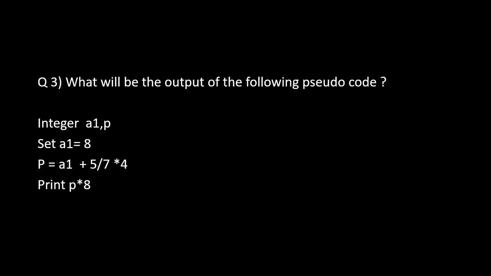So the code is, they have assigned two values, a1 and b, and they have then set the value a1 equal to 8. Now what we have to do is simple mathematical calculations in this question, like p equal to a1 plus 5 by 7 into 4, and then what we have to return is simply p into 8. From this question, first of all, we'll see that here every variable is integer. So whatever calculations we do, the final return value will be an integer.